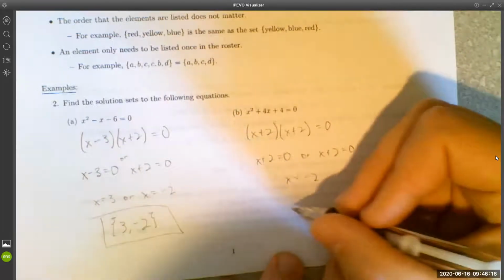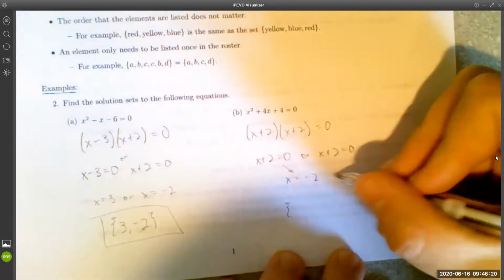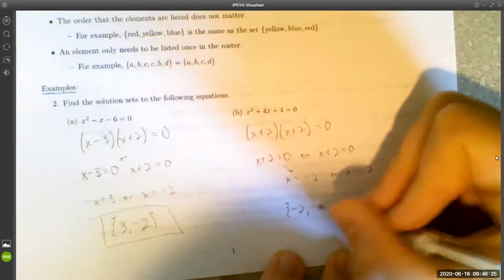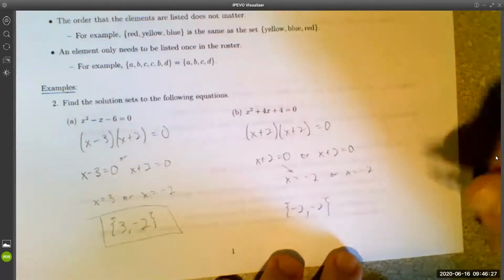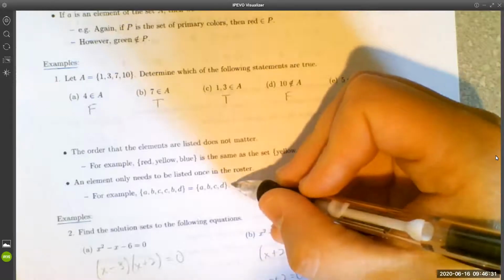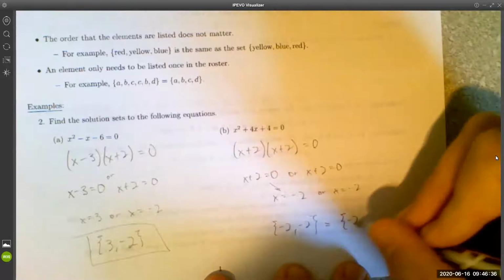One thing that students often do with this kind of problem is they'll say, oh, well, I got x equals -2 or x equals -2. And so they think, well, I need to write -2 twice in the solution set. And you don't, because you don't have to write repeats, right? This is exactly the same set as just {-2}.